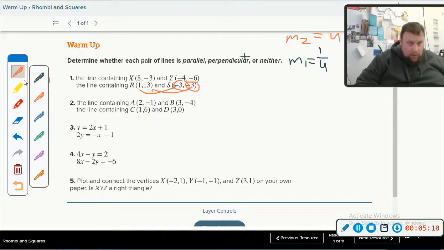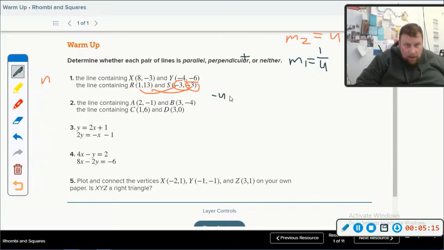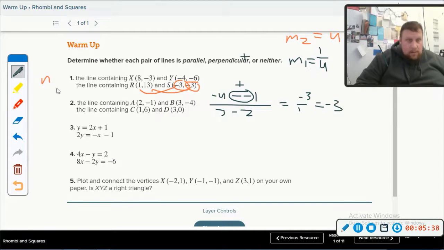I'm just going to do it a little bit quicker. Instead of the lines pointing, I'm going to have negative 4 minus negative 1 all over 3 minus 2, which equals what? 4 plus 1 is negative 3 over 1, which equals negative 3. So then I'm going to have my M1 equals negative 3.